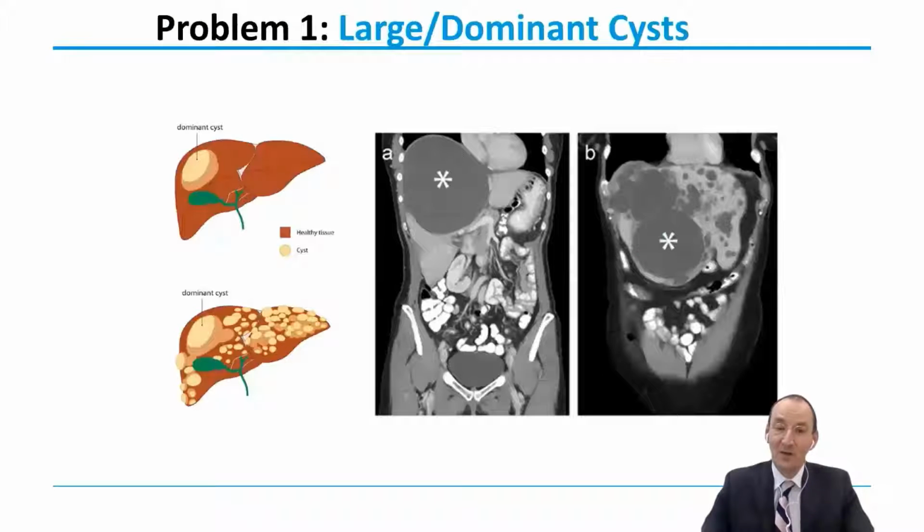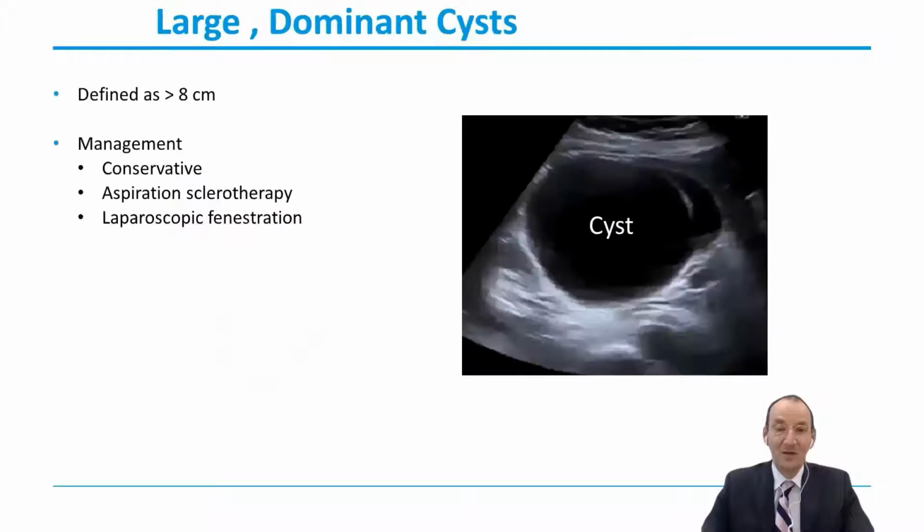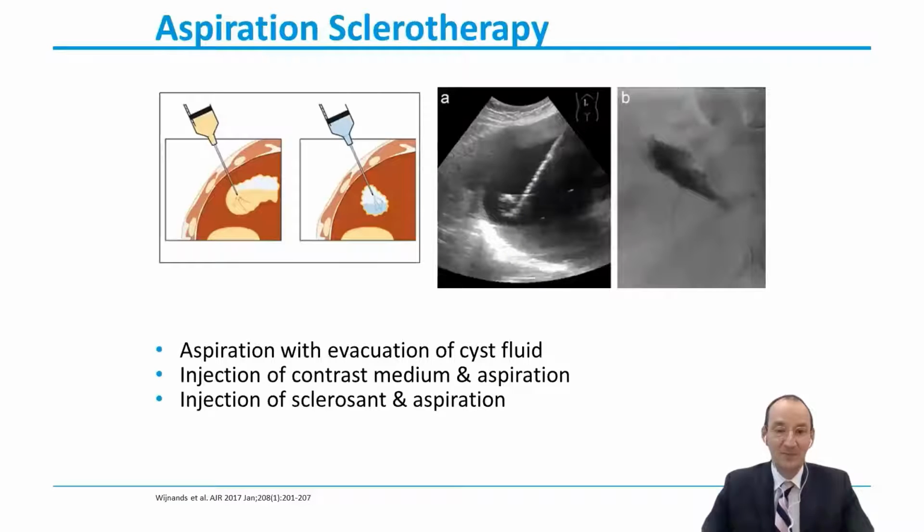Well, first of all, a patient with a large dominant cyst in a normal liver or in a liver with polycystic liver disease. A large dominant cyst is defined as a cyst larger than 8 centimeters, which can be managed conservatively or with aspiration sclerotherapy or with laparoscopic fenestration.